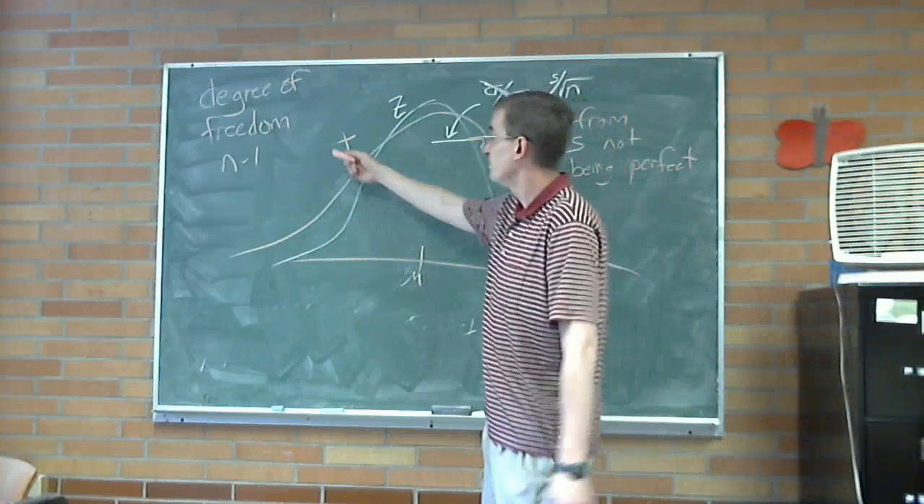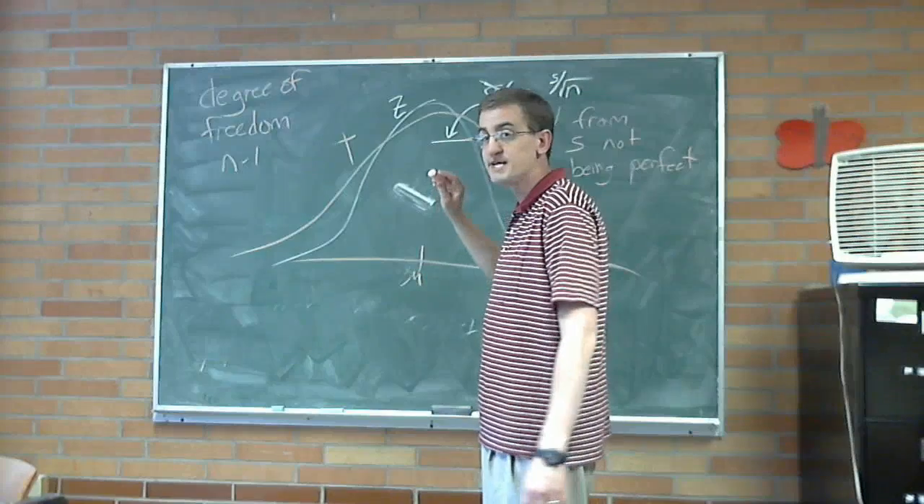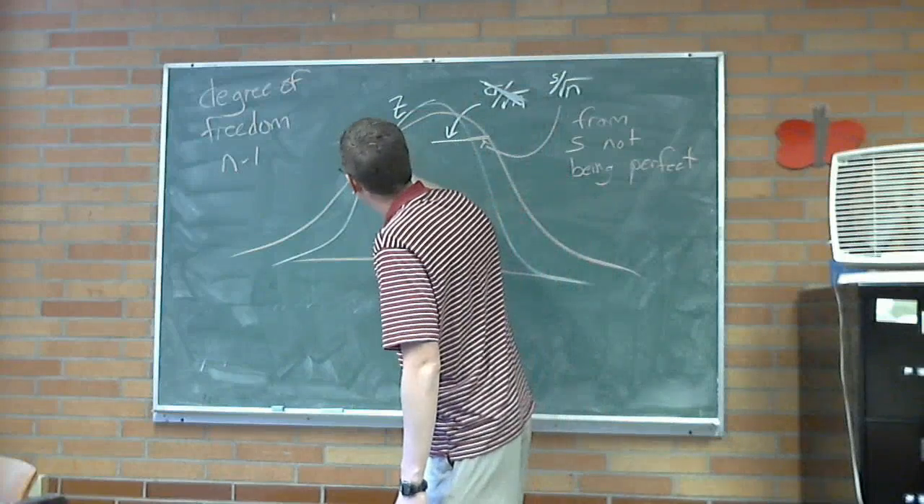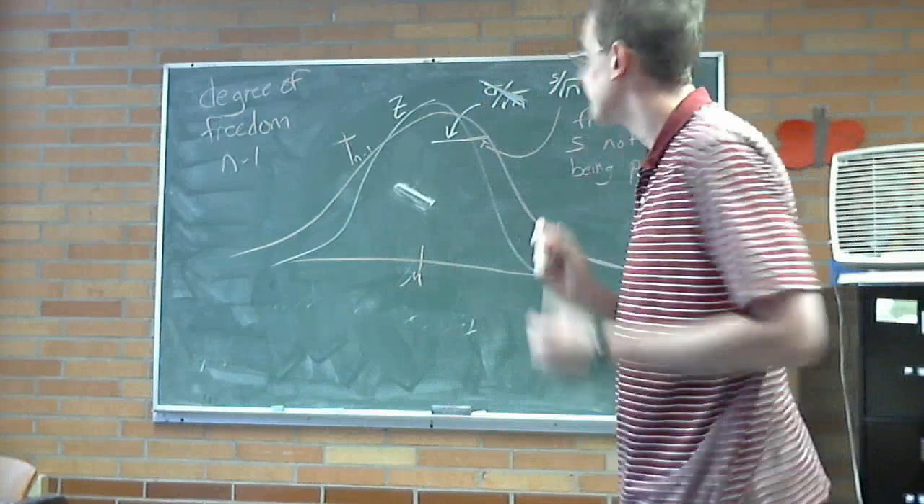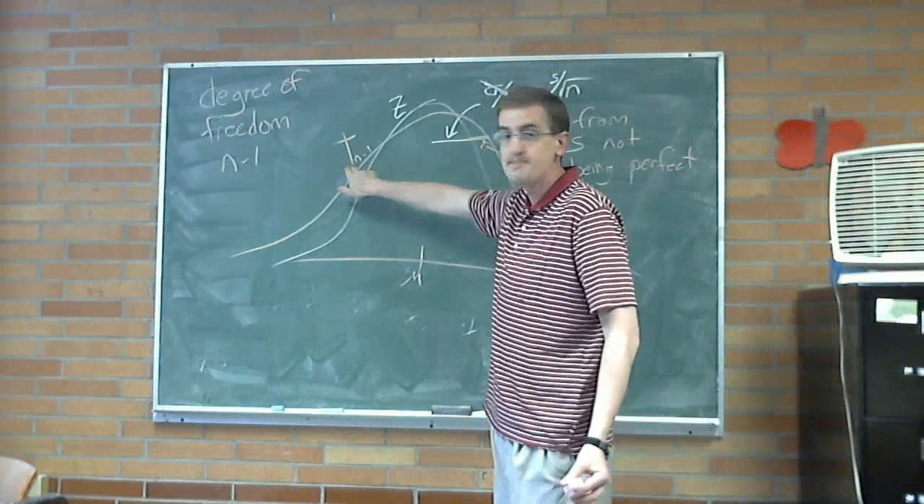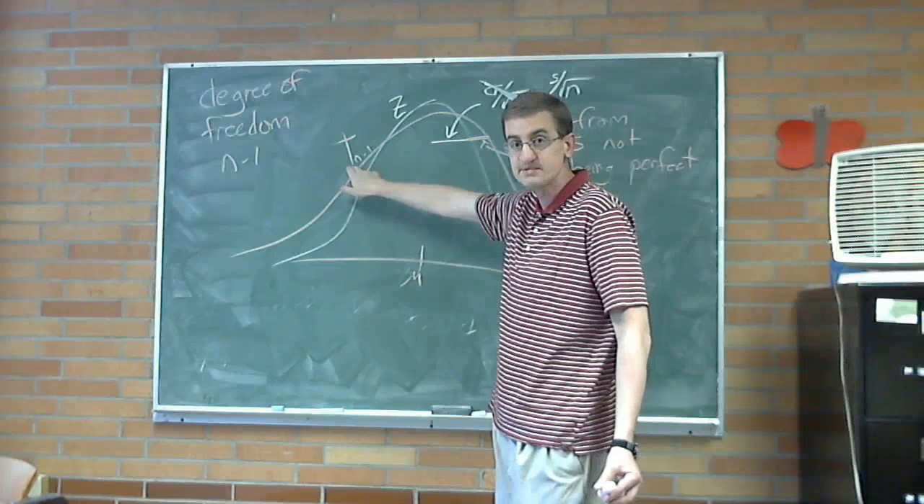Okay? So when I write the t, I often put a little tiny n minus 1. N minus 1. Does that show up on the video? N minus 1. Yeah, I can see it there. That reminds us that the shape of the t distribution depends on our sample size.